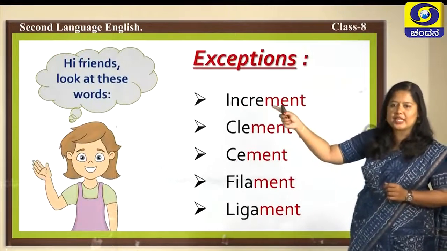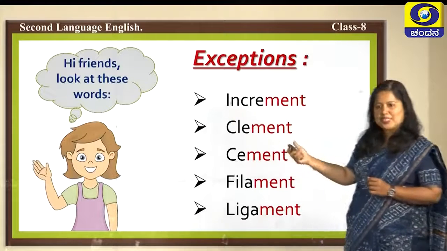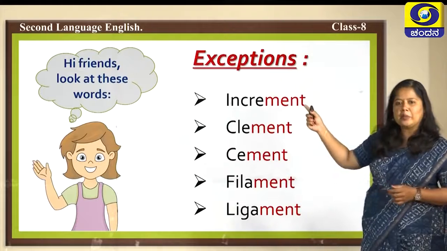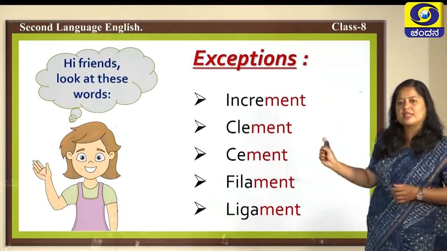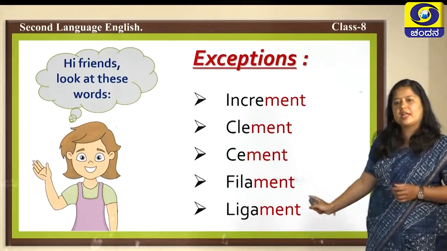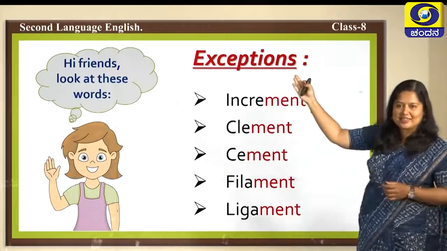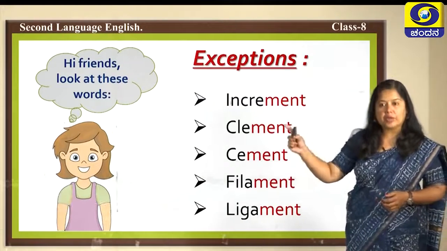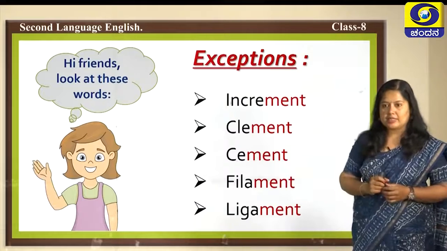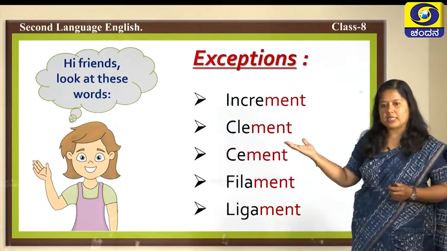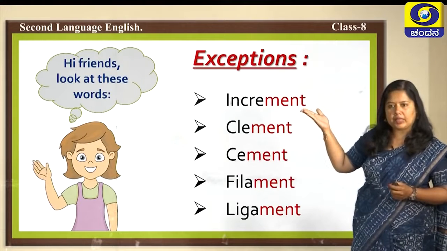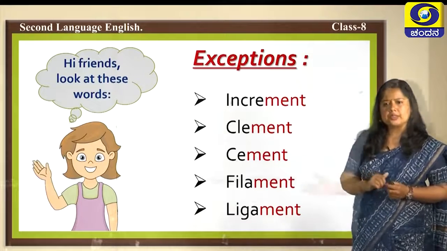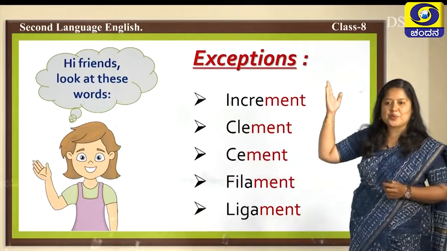Hi friends, look at these words. She says, she has brought some words for you kids, and can you identify what they are? Just go on reading them. Increment, acclement, cement, filament, and ligament. And what I have written above it is exceptions. So, we saw many words turning from verb to noun in the previous slide, right. So, here also some words are bearing ment with them. Can we say that these are also verbs turned into nouns? No kids, these are exceptions.